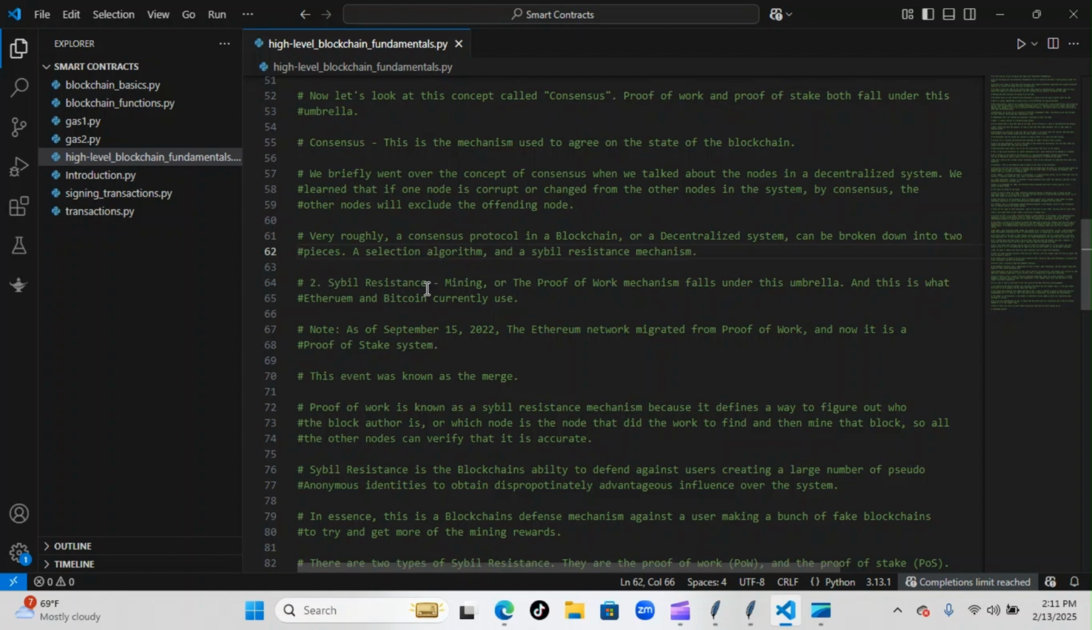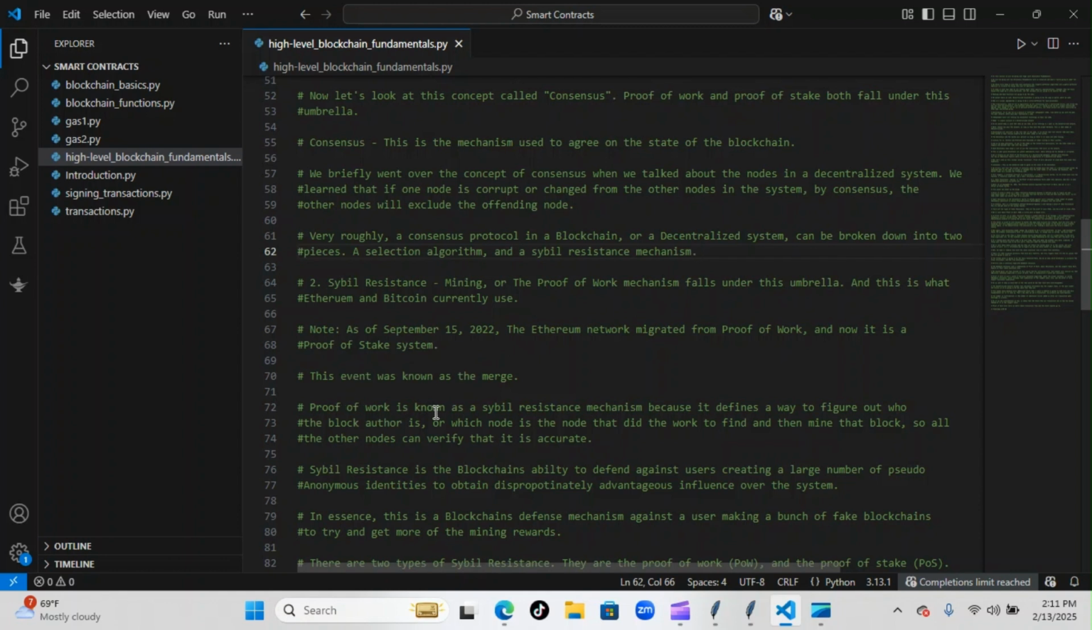Now, the Sybil resistance mechanism, or the proof of work mechanism, falls under this umbrella, and this is what Bitcoin currently uses. Note, as of September 15, 2022, the Ethereum network migrated from proof of work and is now a proof of stake system. The Ethereum network no longer works on proof of work; it's proof of stake, so just Bitcoin is proof of work. This event was known as the merge.